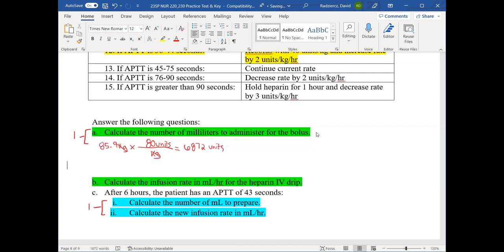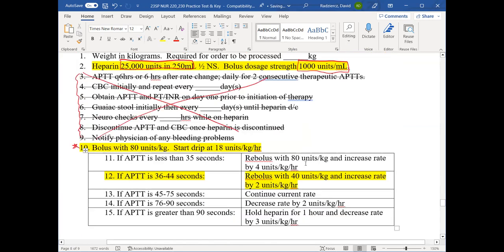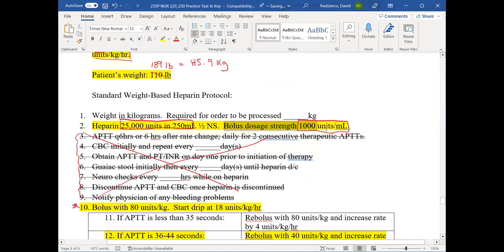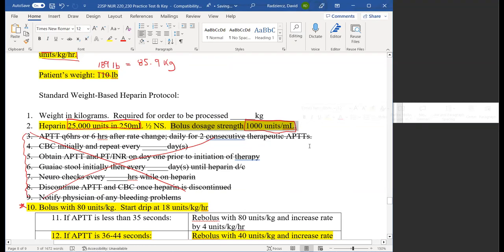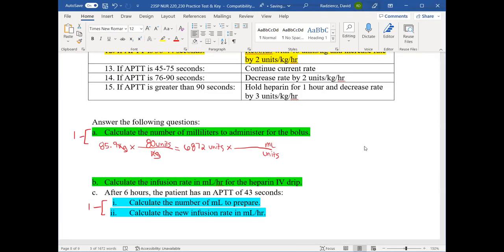The next thing is we need to convert units to milliliters. In order to do that, I need to know how to go from units to milliliters. If I look in the protocol where it tells me what I have available in the bolus dose strength, notice it says 1,000 units per milliliter. So that's what I'm going to use. 1,000 units per milliliter. When I do that calculation, I'm going to get an answer of 6.872 milliliters. I'm just going to round that to the nearest 10th, 6.9 milliliters.